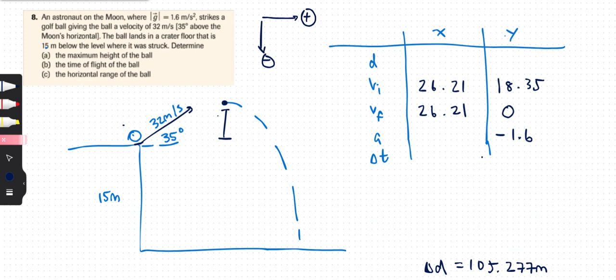Now let's move on to part B, the time of flight of the ball. So when it's asking for the time of flight, it's asking for the time from when it's launched to when it hits the ground. So now we actually won't need the maximum height of the ball to do this. Instead, we will need to use the actual displacement of the y component, which is negative 15.